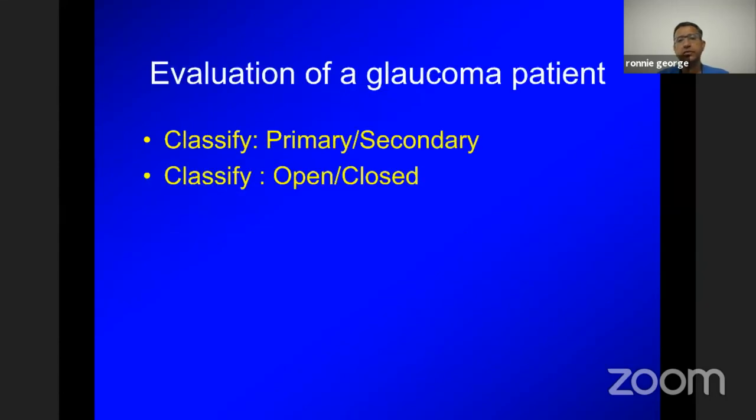So when you look at the evaluation of a glaucoma patient, you have to remember that you have to classify this patient as having primary disease or secondary disease. And the only way you can classify the patient as having secondary disease is if you have actually looked and ruled out every other cause. Classify it as open and closed.